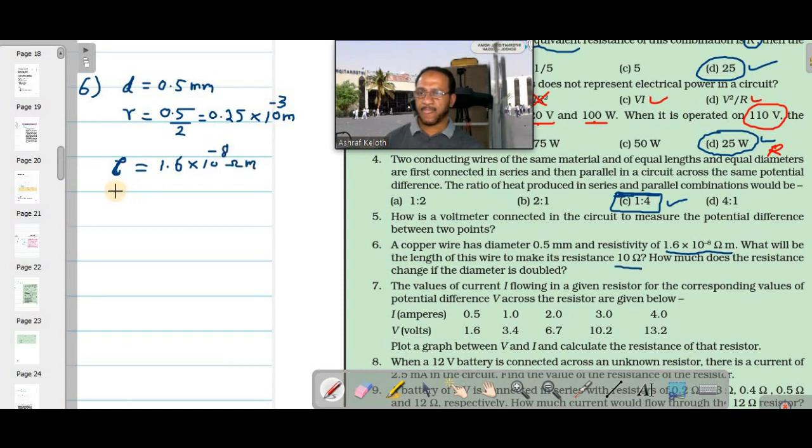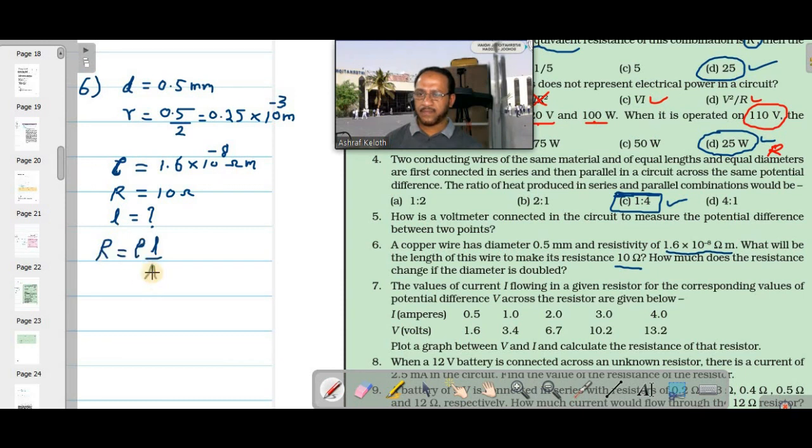What will be the length of the wire? We have to find out the length of the wire so that its resistance should be 10 ohm. Means resistance of the wire is given, R is equal to 10 ohm. To get 10 ohm resistance, what should be the length of the wire? L equal to how much? That is the first part of the question. Second part of the question: how much does the resistance change if the diameter is doubled? We will come to that after solving this one.